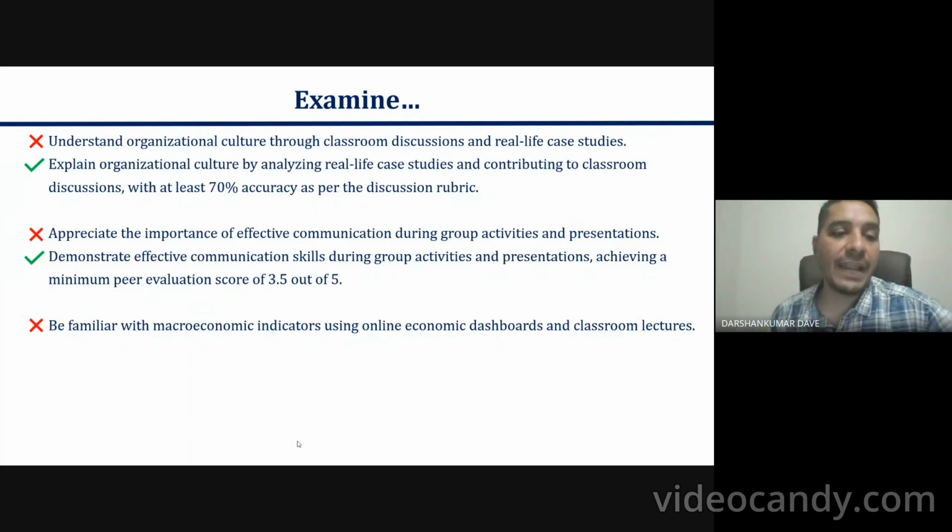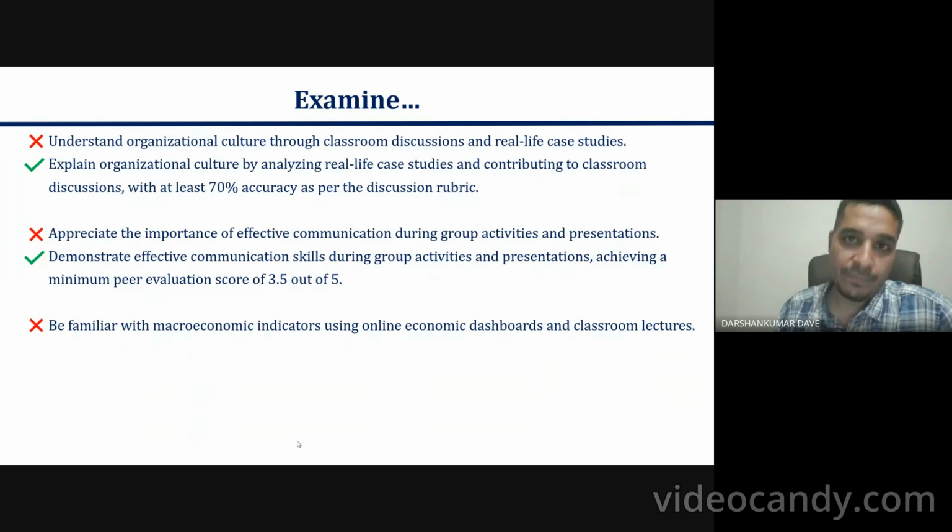So: demonstrate effective communication skills. The subject is not changed, if you see. During group activities and presentations. Now the context is not changed, but I have added the success criteria by achieving a minimum peer evaluation score of 3.5 out of 5. Right? So the problematic part is now eliminated. The error is eliminated. I have reframed my course outcome.